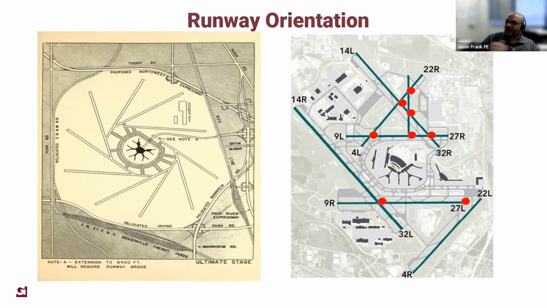On the right-hand side of the screen is what O'Hare Airport was prior to the modernization program, which began back in the mid 2000s. So this is roughly the 2004 timeframe. And each of the red dots represents an area where these runways cross.